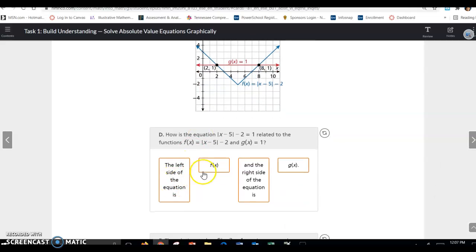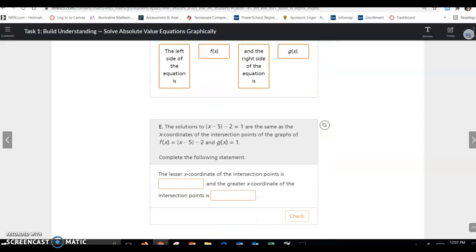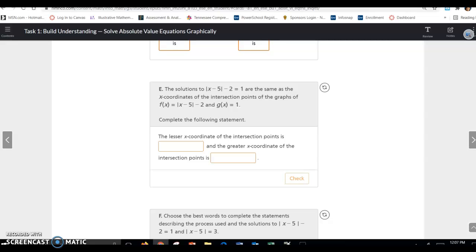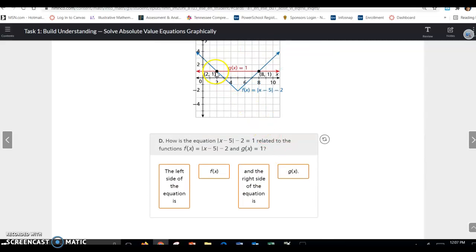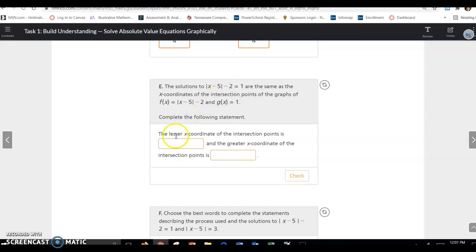Again, the left side is f of x, the right side is g of x. And the solutions are the same as the x-coordinates of the intersection points of the graph. So again, you can see that this is (2, 1) and (8, 1). So 2 and 8. 2 is the lesser value, and 8 is the greater value.